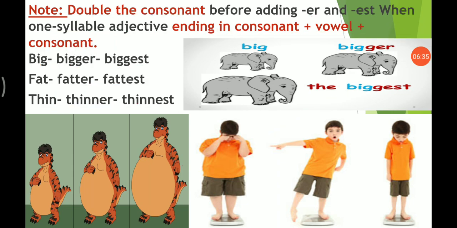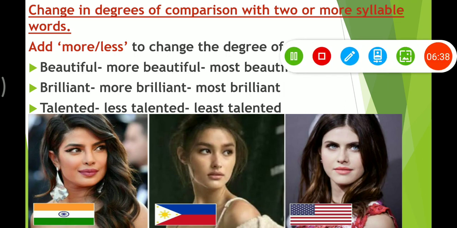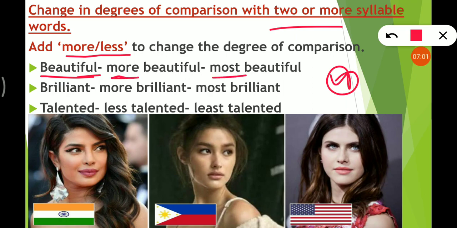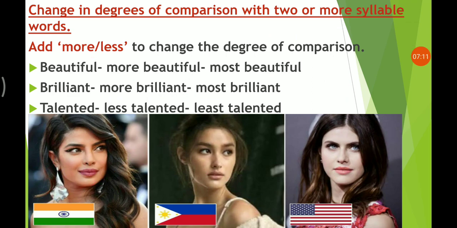Now here, the change in the degrees of comparison for words of more than two syllables: there we add more or most. For example, beautiful, b-u-ti-ful, a 3-syllable word, so here we use more and most. More beautiful, most beautiful. Same thing here: the girl is beautiful, this is more beautiful, and this is most beautiful. I hope up to here everything is clear to you.